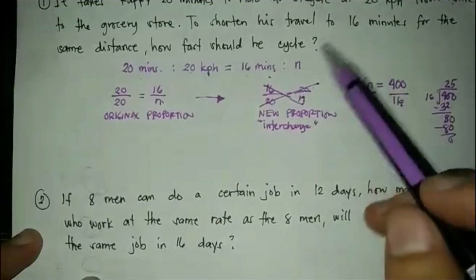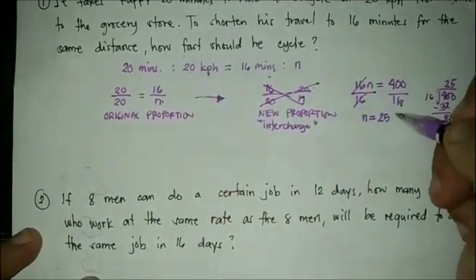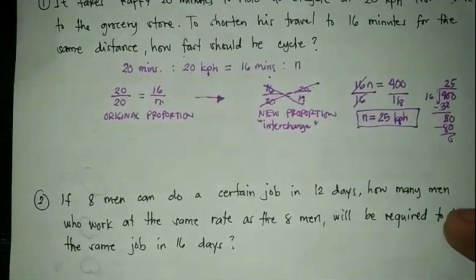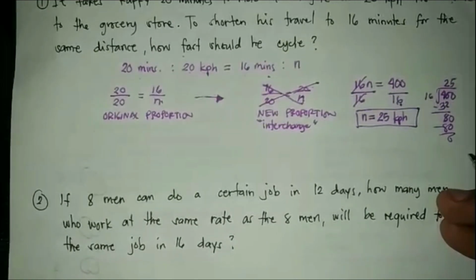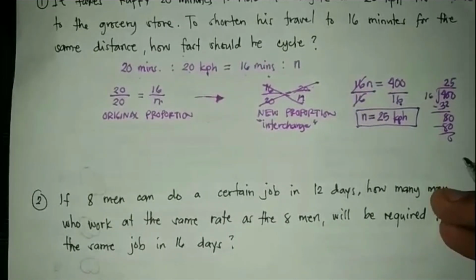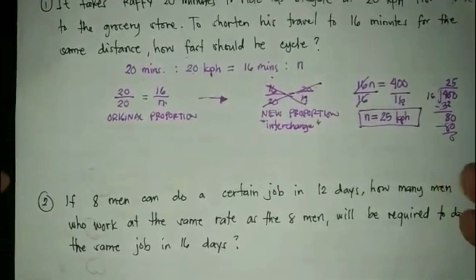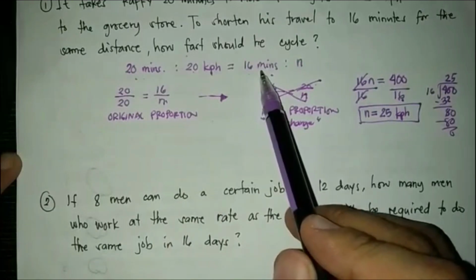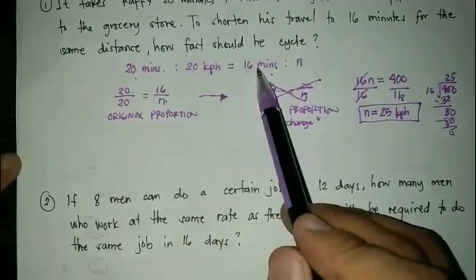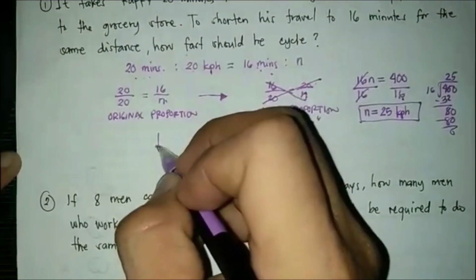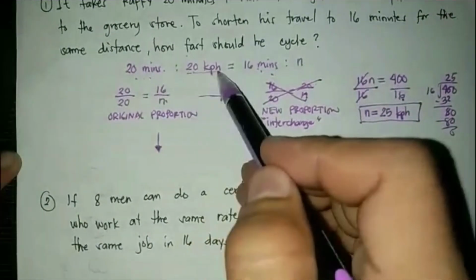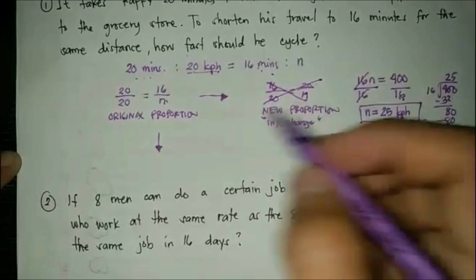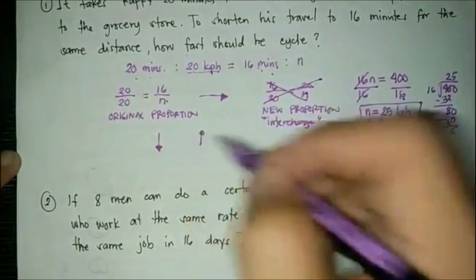Ano bang hinahanap? Yung speed, how fast? So, n is equals to 25 kph. Okay. So, check natin kung tama. Yung pag-check po, from 20 minutes, naging 16 minutes. Take note of that. From 20 minutes, naging 16 minutes, so nag-decrease yung isang quantity. From 20 kilometers per hour, naging 25 kilometers per hour, so tumaas. So, ibig sabihin, inverse proportion.